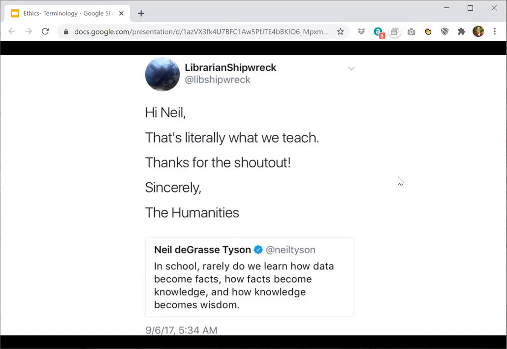Here's a good little meme. Neil deGrasse Tyson, if you don't know, is a scientist, a pretty good one, but he's a little bit confused about what the humanities do and the importance of philosophy sometimes.